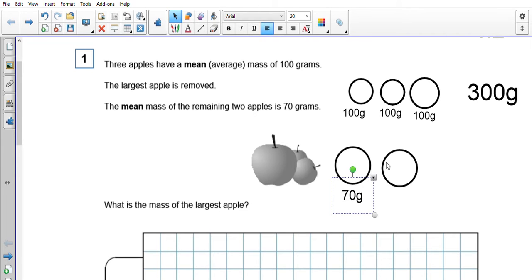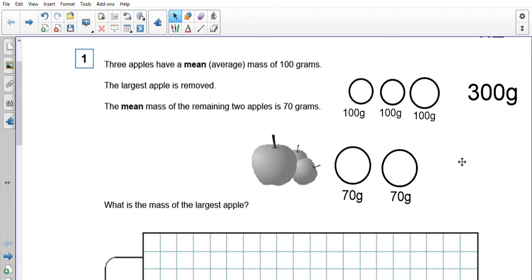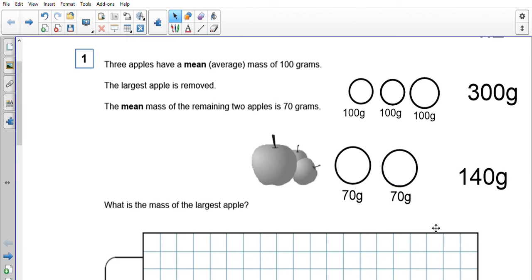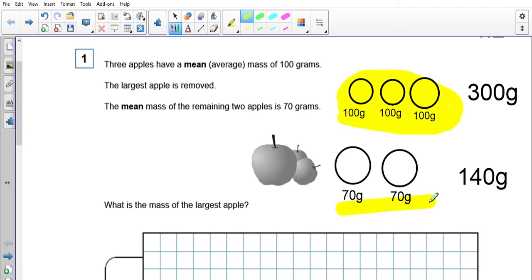So I have 70 grams here and 70 grams here, because that's the average mass, or the mean mass of my 2 remaining apples. That means that my total remaining mass has to be 70 and 70, so my total remaining mass is 140 grams. Okay, so my average has decreased because I've taken out quite a chunky apple from here, and my mean has gone down from 100 to 70. Okay, that must mean that the apple that I've taken out is responsible for that.